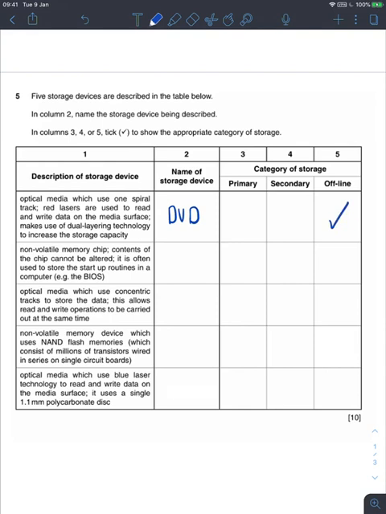Non-volatile memory chip. Contents of the chip can be altered and is often used to store the startup routines in a computer, e.g. the BIOS. Well, that's of course the read-only memory, the ROM chip, that can be flashed and changed.